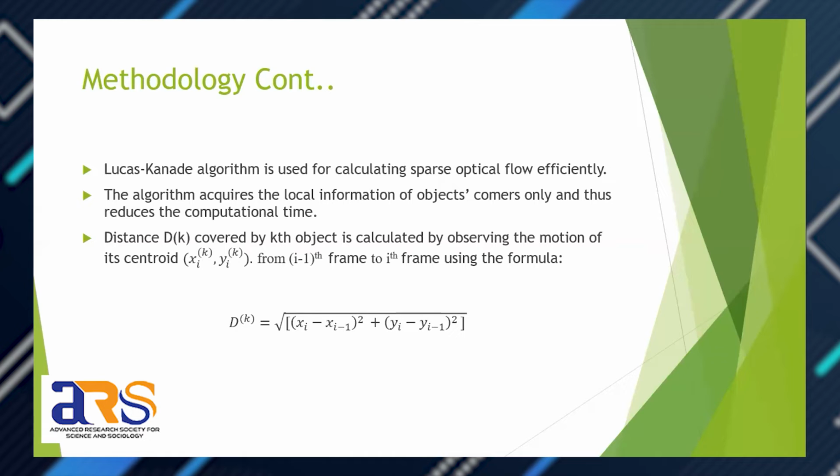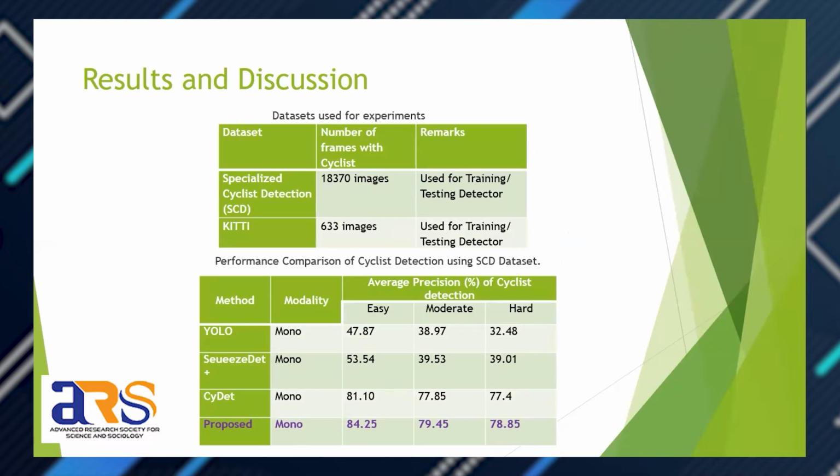Next, these are my results and discussion. These are the data sets we use for training as well as testing. One is a specialized cyclist data set, which contains 18,370 images of cyclists, as well as the KITTI data set. Both are used for training of our network. Based on that, we compared with the other algorithms which are already in the literature, using two different data sets. One is the specialized cyclist detection data set.